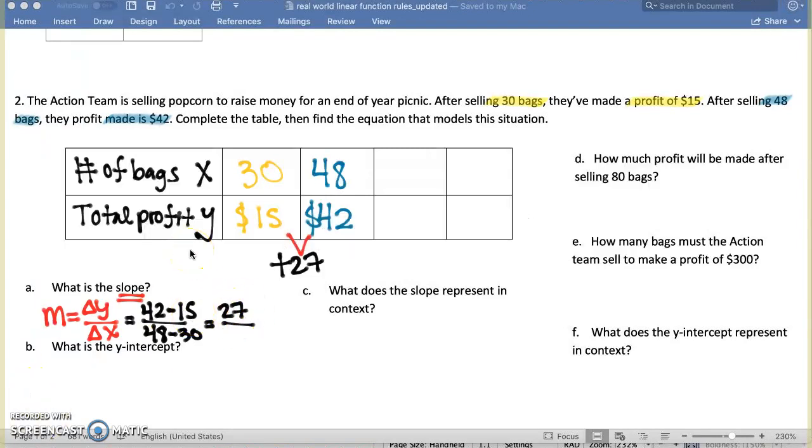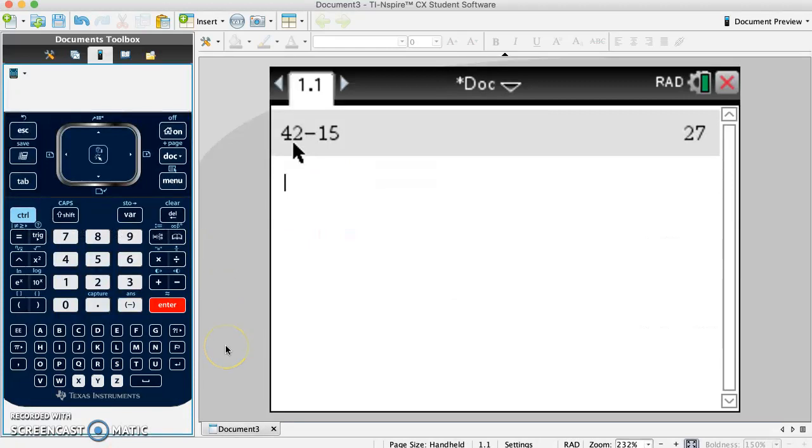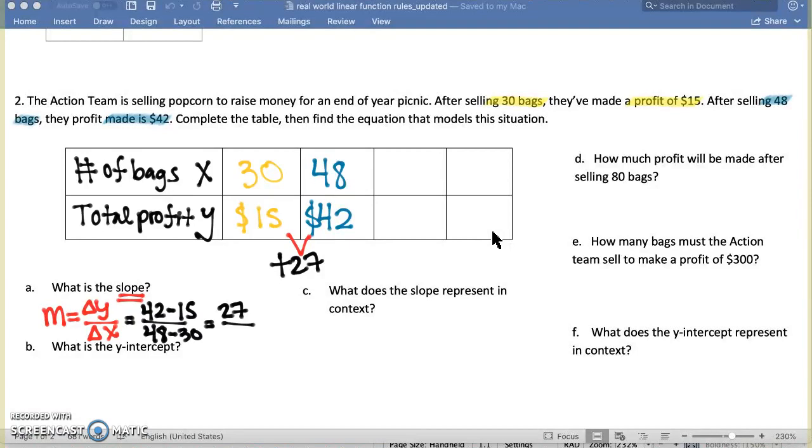And we go back to our calculator and we find the change in x. So 48 minus 30, we get 18. So we can go back and this is plus 18.